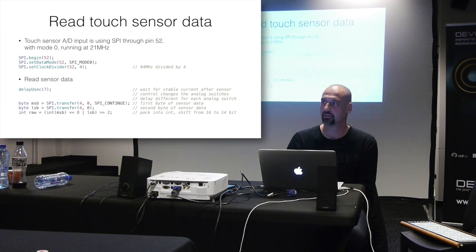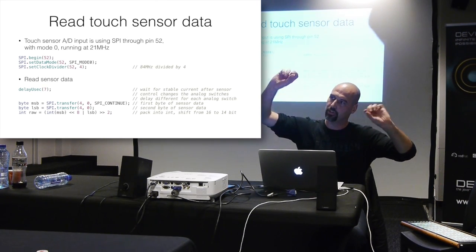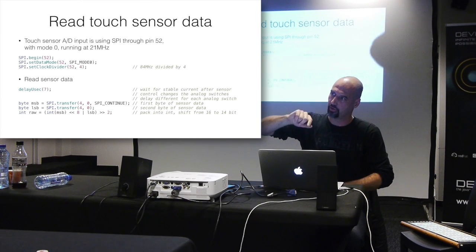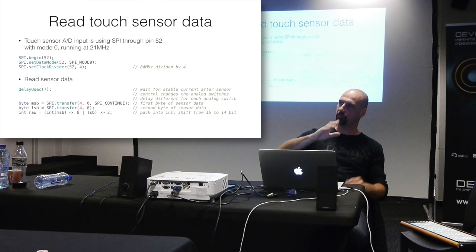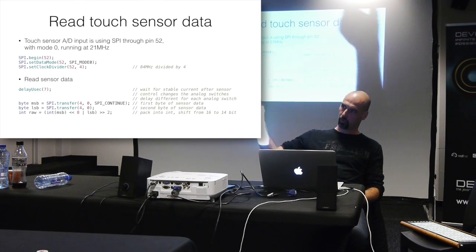Other questions? Yes, sir? Is the current flowing when you put your finger on it, or is it flowing all the time? It's flowing all the time, but it will only flow where you actually set the analog switches so that the sensor is activated through current. And this happens so fast that you don't notice it. So it switches around in microseconds for the different coordinates.